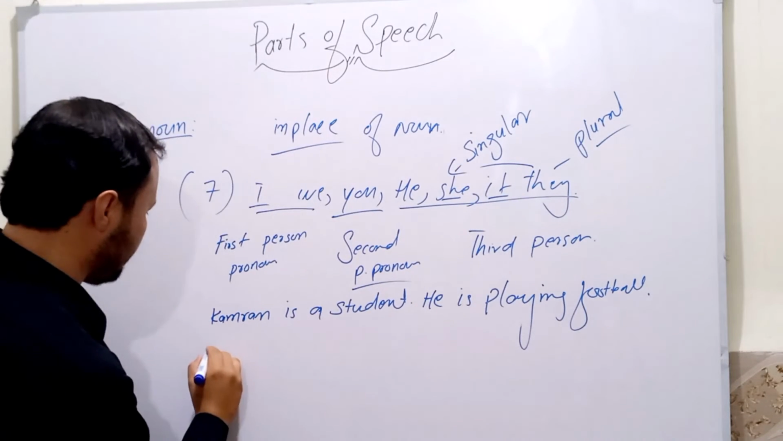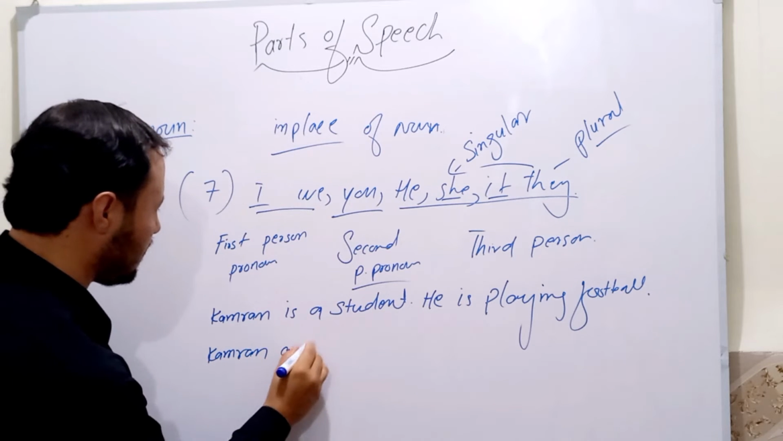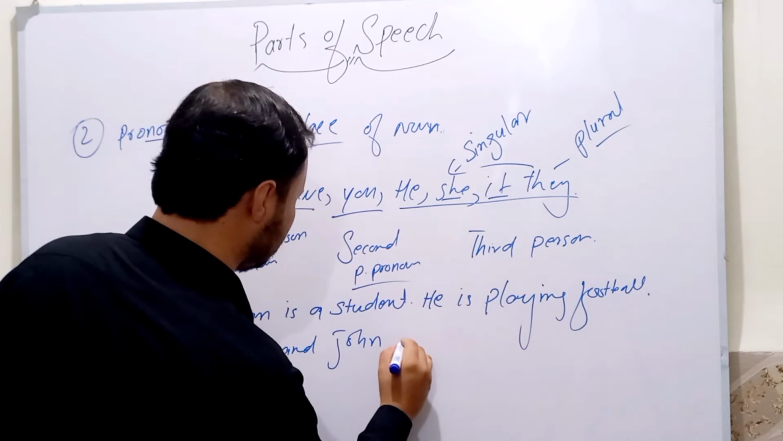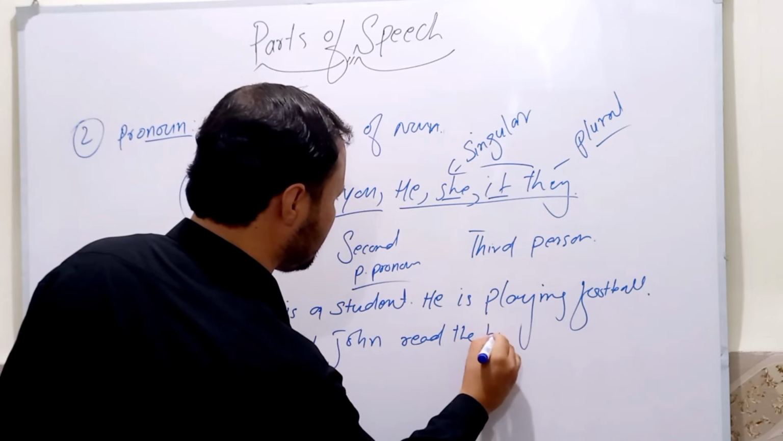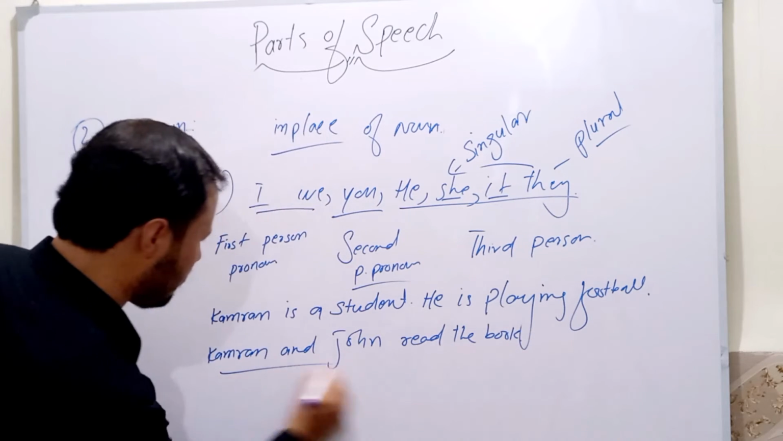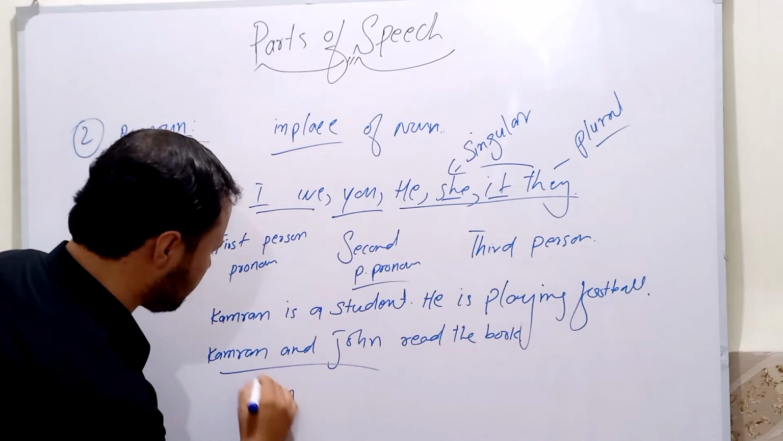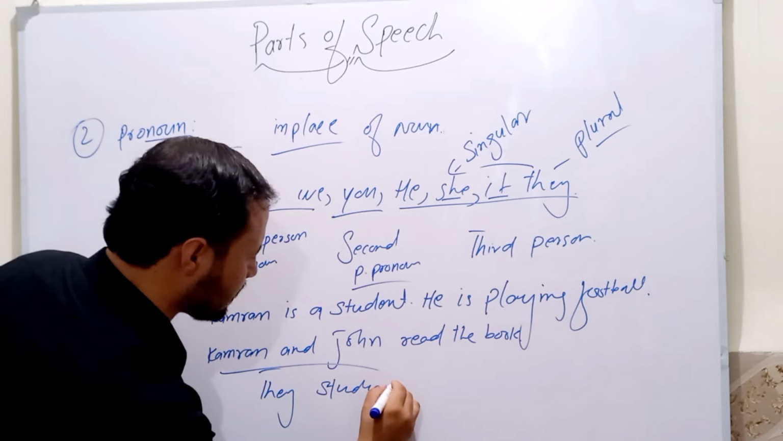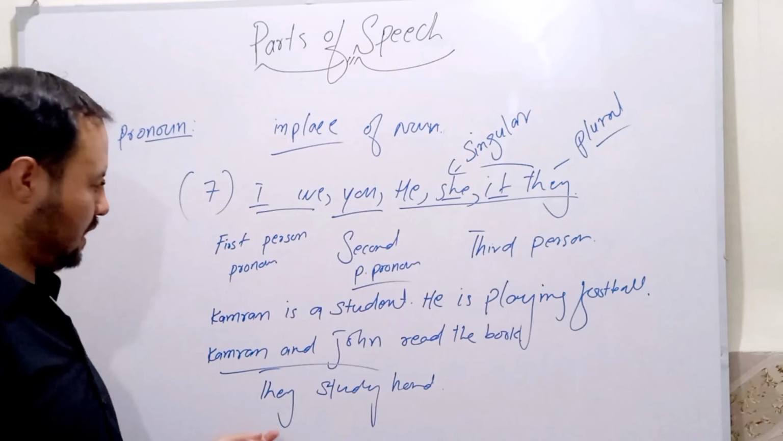For example, we say, Kamran and John read the book. Now, 2 nouns we have used, plural earlier. In place of them, we use they. They study hard. This is the third person pronoun.